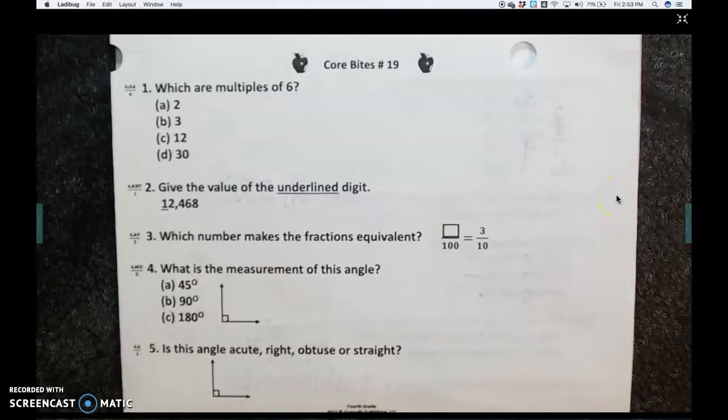All right, everybody, this is your quick lesson for Core Bites number 19. So make sure you make your corrections on your paper.